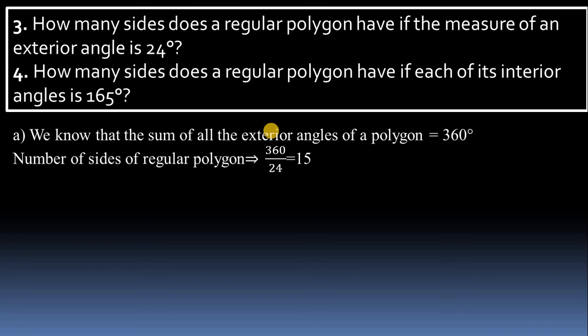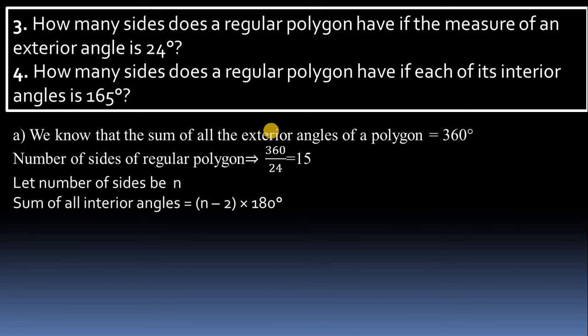How many sides does a regular polygon have if the interior angle is 165? Now the case is different. Here it is quite confusing. First you should know the sum formula of interior angles. Here the sum is not given. So what is the formula for the sum? (n minus 2) into 180. So here let the number of sides be n.